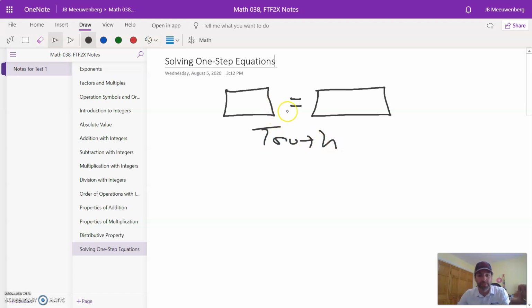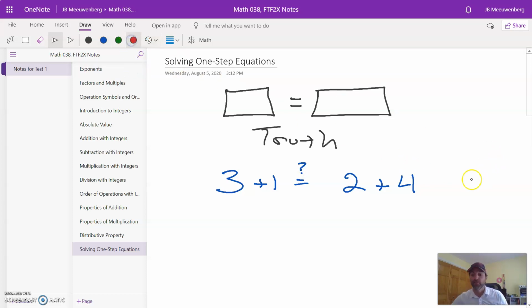A statement that has an equal sign can be true or it can be false. For example, this is a true or false question. Is this true? Is that a true statement? No, 3 plus 1 does not equal 2 plus 4. That is absolutely a false statement.